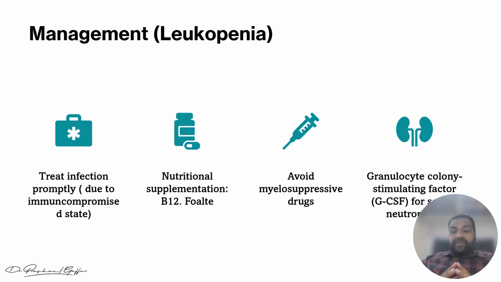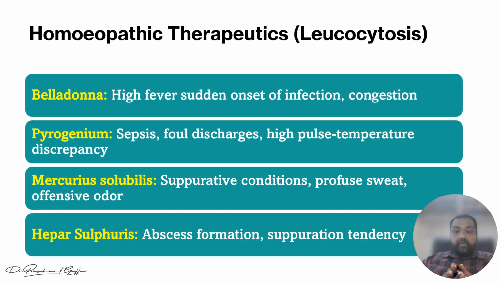So I hope you can easily understand what may be the management of the leukocytosis and leukopenia. Now let's see what are the homeopathic therapeutics, right? So homeopathic therapeutics for the leukocytosis. So belladonna: high fever, sudden onset of infection, there will be a congestion, right? But remember one thing, when you select the homeopathic medicine, take the full case, consider the totality of the symptoms, constitution, miasm, and the repertorial analysis, and then we have to give the medicine. But this is the therapeutics. We just give the medicine on a therapeutic basis.